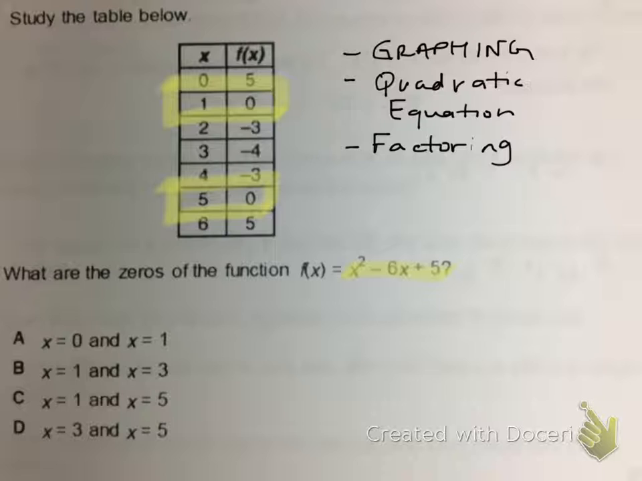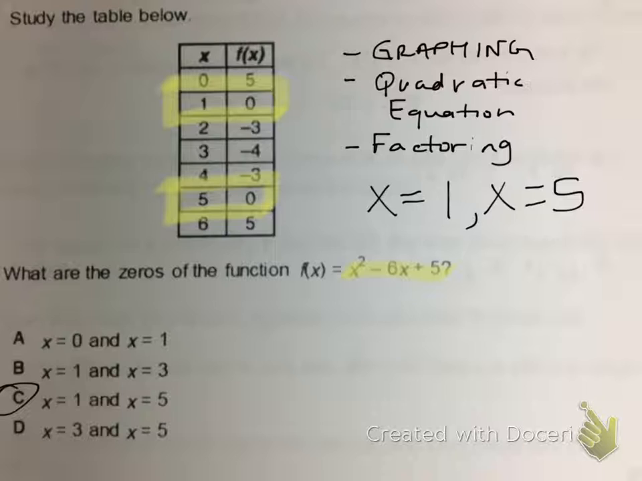Now in a problem like this, if it gives you a table and a function, but you only see 1 zero, you might need to solve by factoring or quadratic or whatever you need to do in order to get the other one. It may be trying to trick you. Okay? So in this case, how do I write my answers? X equals 1 and x equals 5. Okay, and so you can see there that our answer is C.